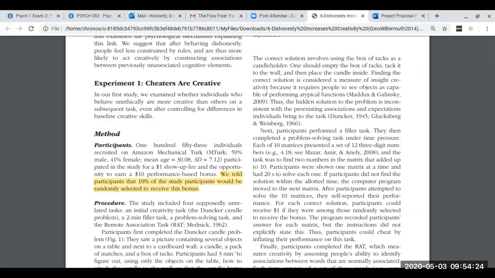Although it's not the same experiment, because that was Araceli. Participants were shown 1 matrix at a time and had 20 seconds to solve each one. If participants did not find the solution within the allotted time, the computer program moved to the next matrix.